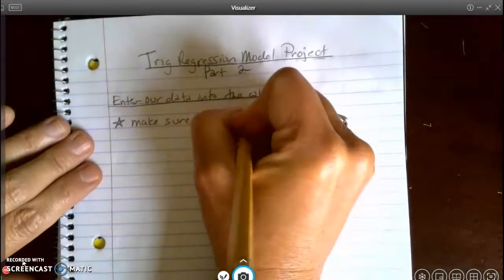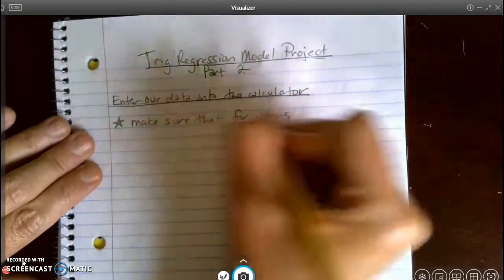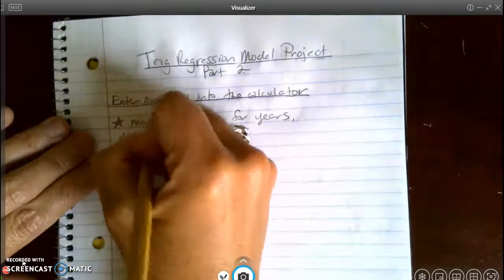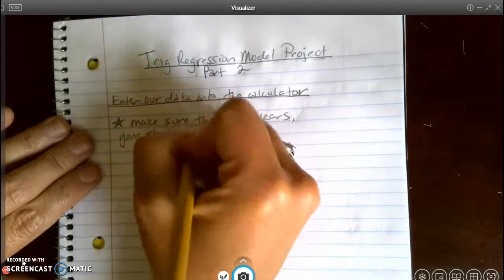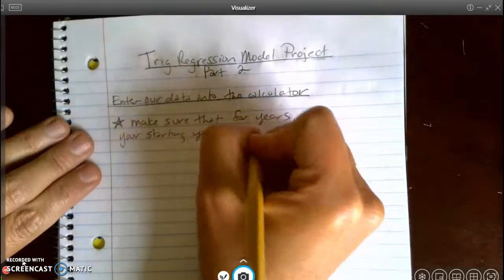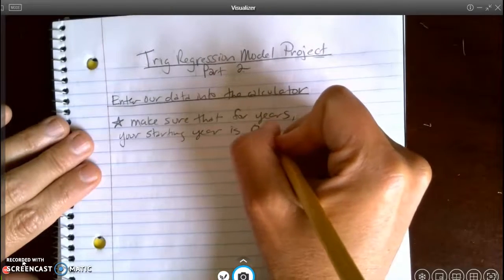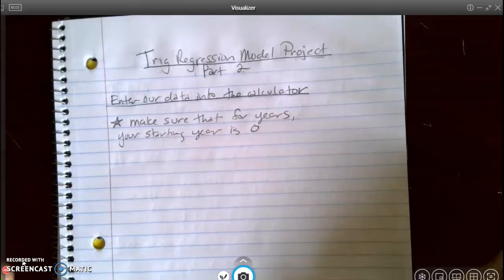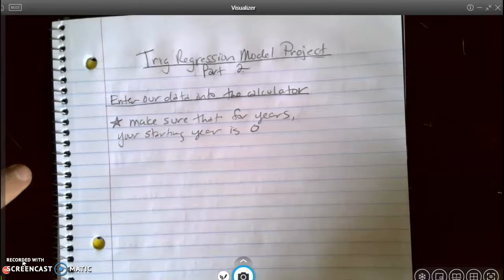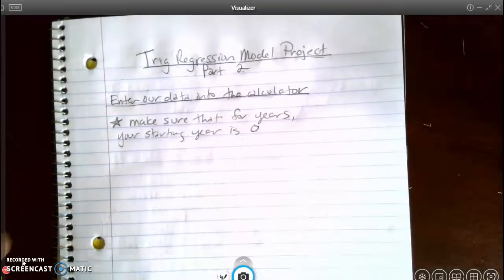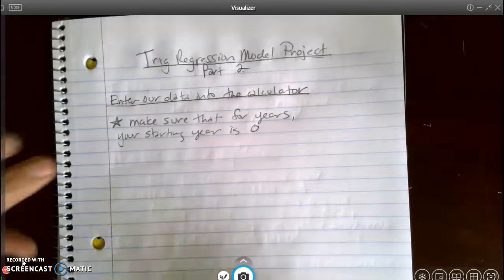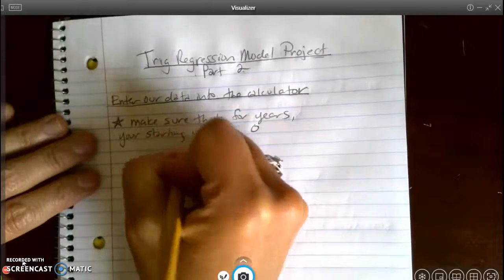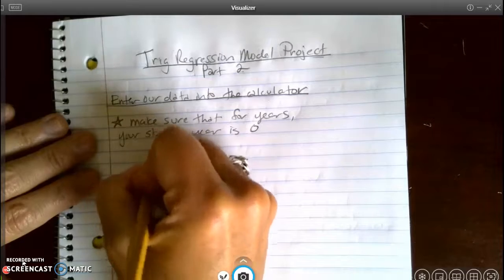that for years, your starting year is 0. Okay. So you don't ever want to put an actual year as your first value. For instance, in my table where I was doing heroin-related deaths in the state of Maryland, 2007 was the starting year. So 2007 was 0 in my table.